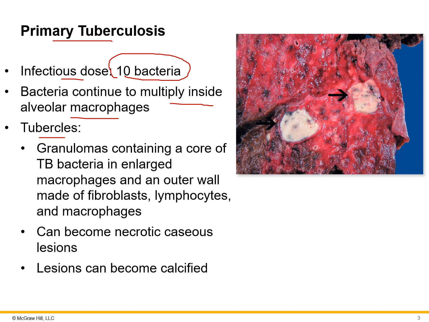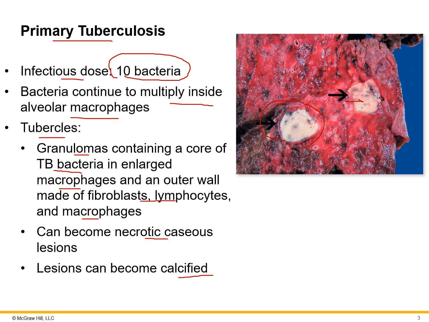It also produces what are called tubercles, and these are granulomas, or collections that have the bacteria in them with those macrophages. And the macrophages get really big because the bacteria keeps multiplying inside of them. And then they're surrounded by fibroblasts, lymphocytes like B and T cells, and other macrophages. So it creates this big cluster. And they can become necrotic and lead to lesions that can then calcify. And that's what we're seeing here in this picture.